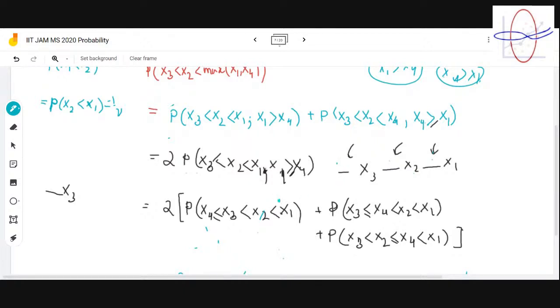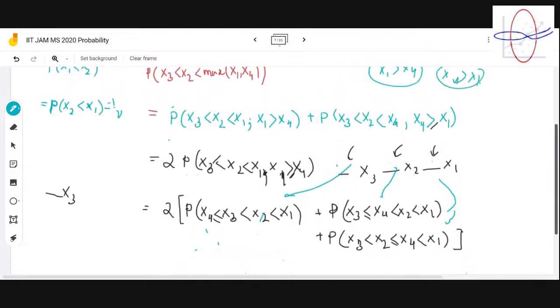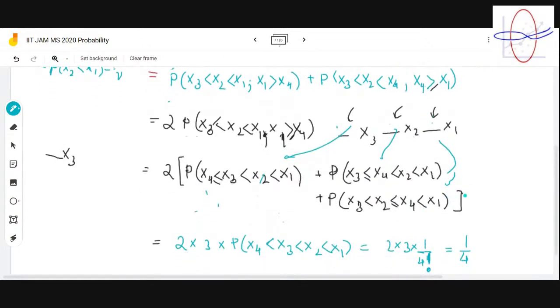So we get 3 cases: x4, x3, x2, x1, or x3, x4, x2, x1, or x3, x2, x4, x1. 3 cases, right? And also all the cases have the same probability because they're exchangeable. It doesn't matter how these random variables are, x1, x2, whatever the proportions or arrangements are, the probability will always be the same. You understand? The probability will always be the same.